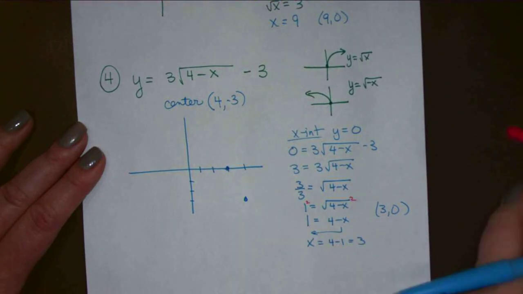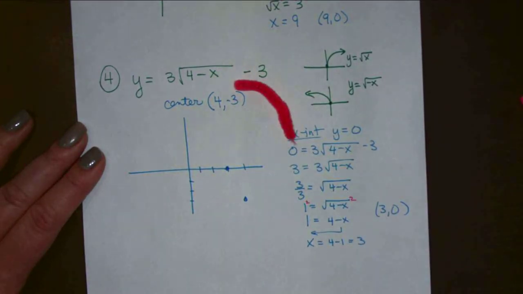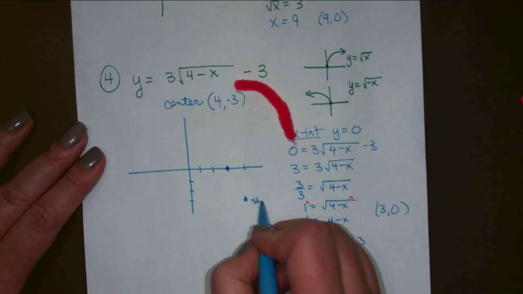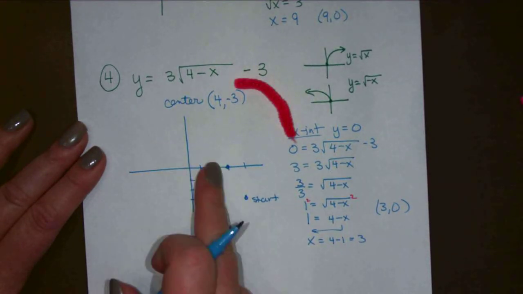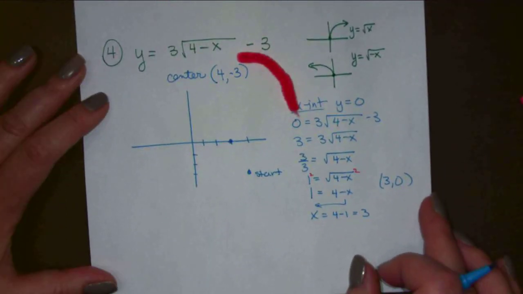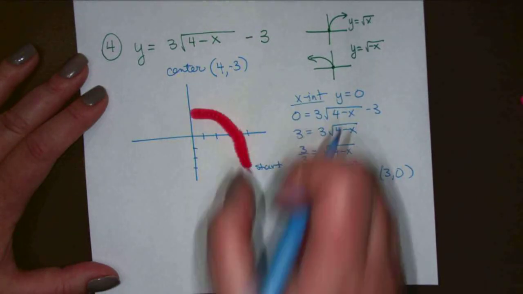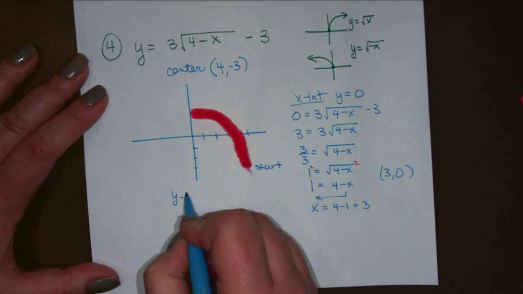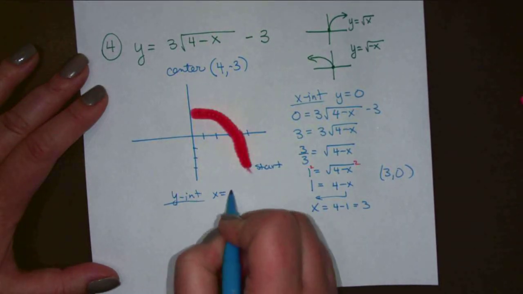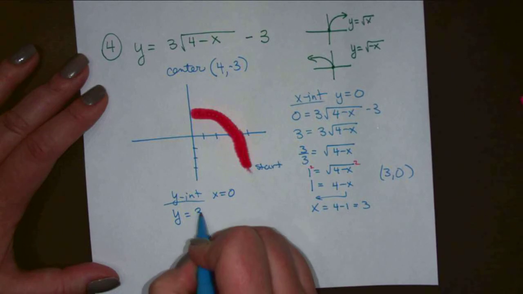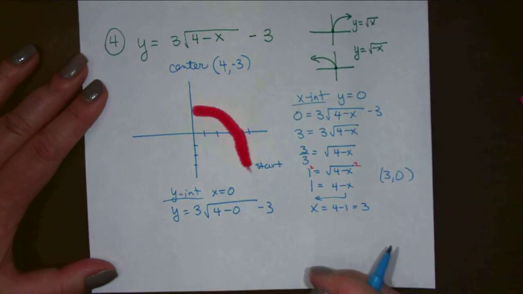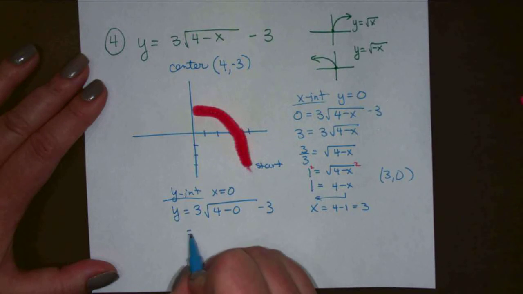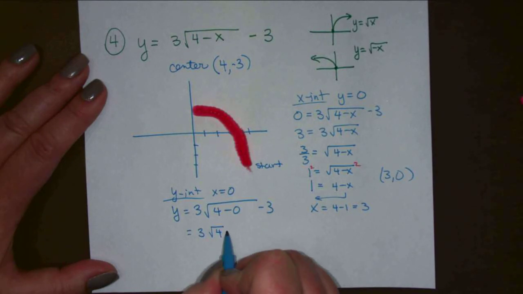Is that following the direction I want it to go? Remember, this is my start, where I want it to start. It's following, so it's going to cross the y up here somewhere. So our y-intercept, let x equal 0. That's always our easier one. Four minus 0. Square root of 4.